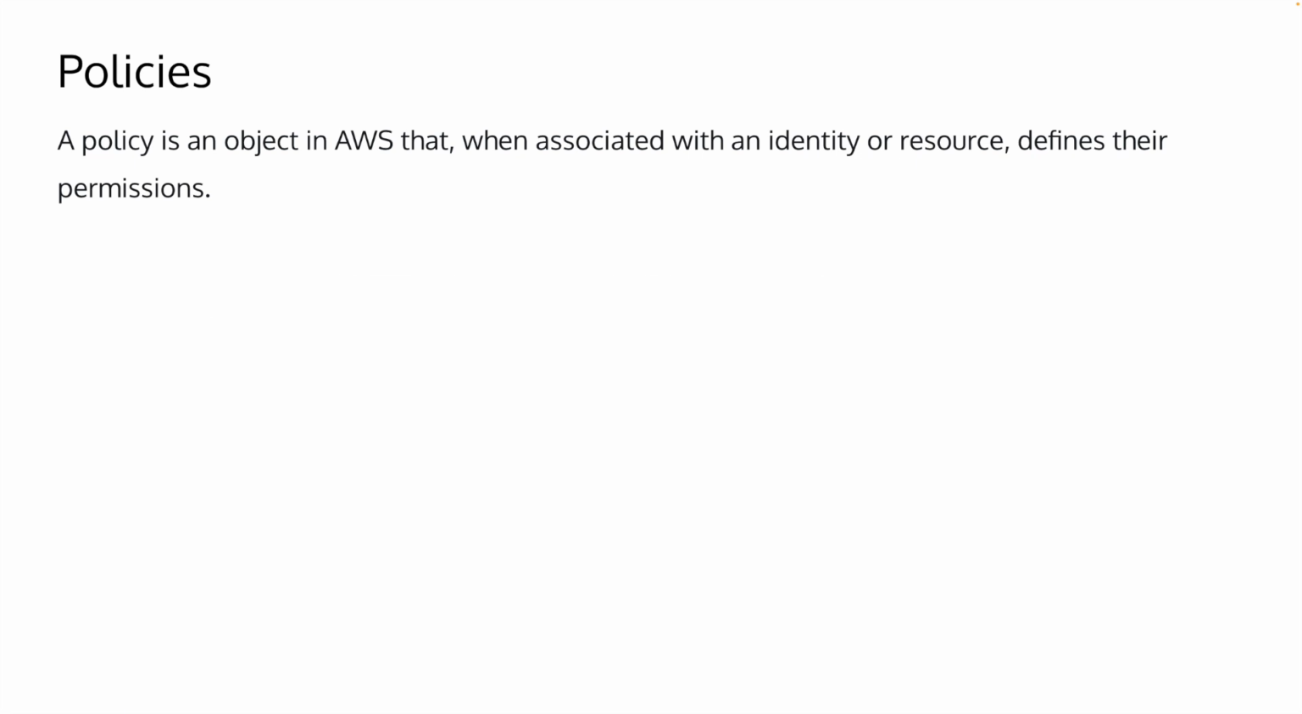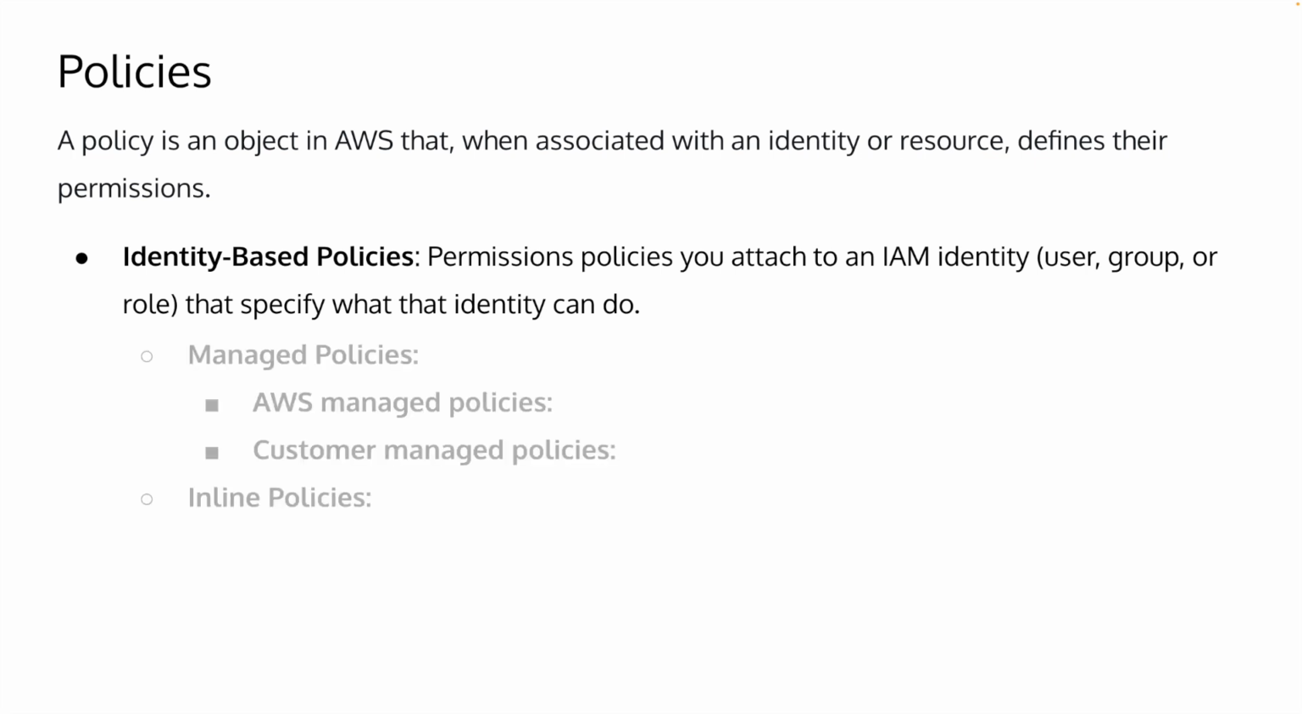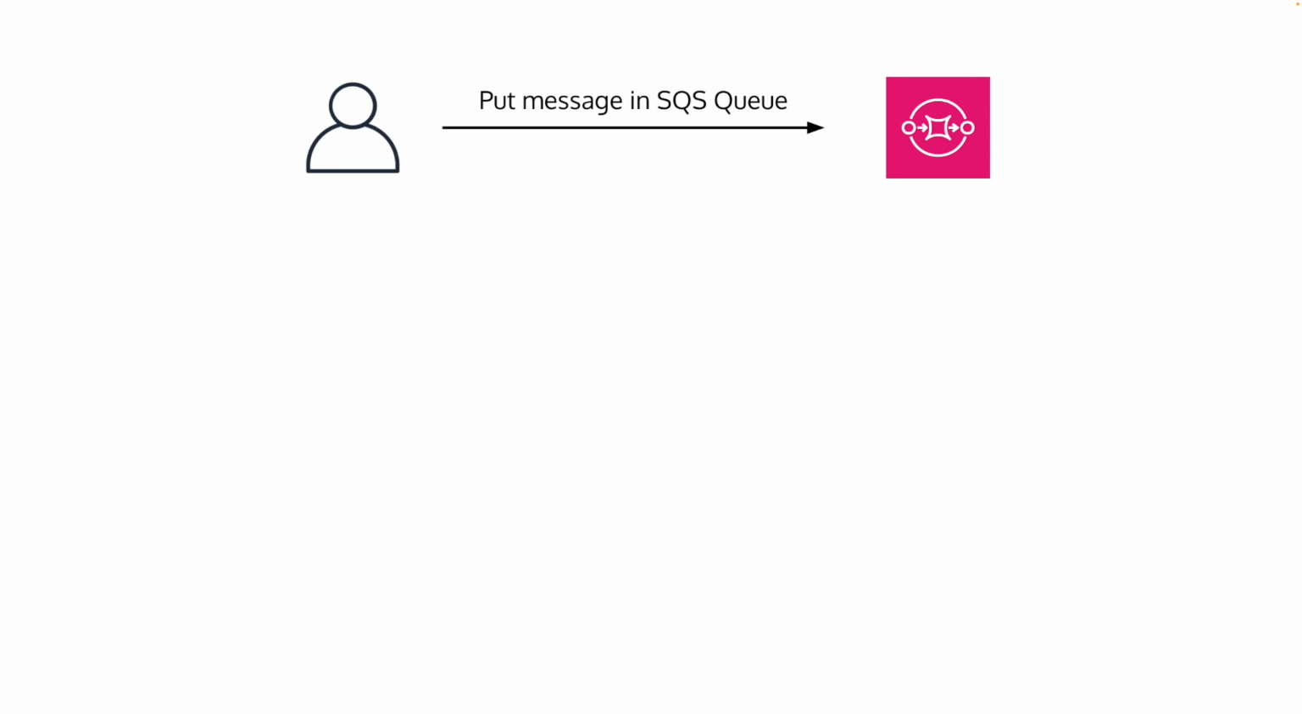The first are identity-based. These are permissions policies you attach to an identity which specify what actions they can perform. These policies are broken down further, but we'll cover those later. The second main type of policies are resource-based. These policies are attached to a resource and control what actions a specified principal can perform on that resource. Let's take a look at the example scenarios from before and see what kind of policies need to be attached to the identity in order to allow the desired action.